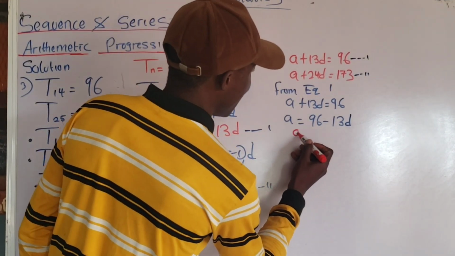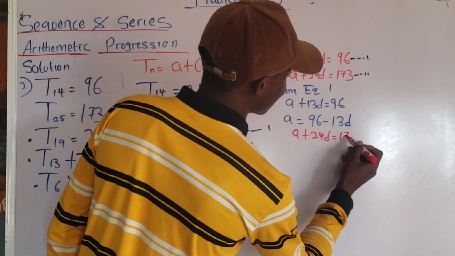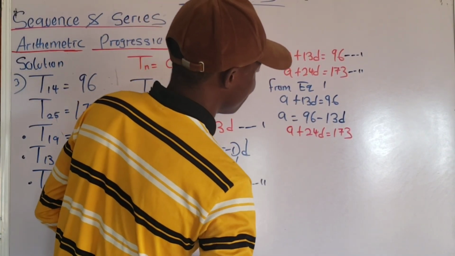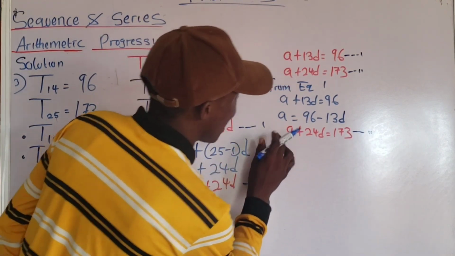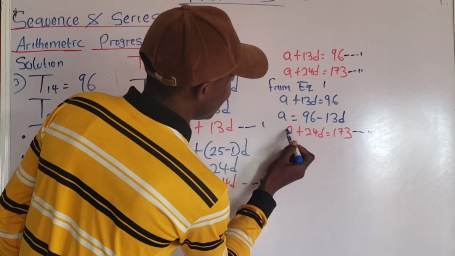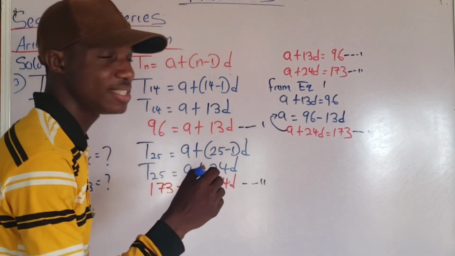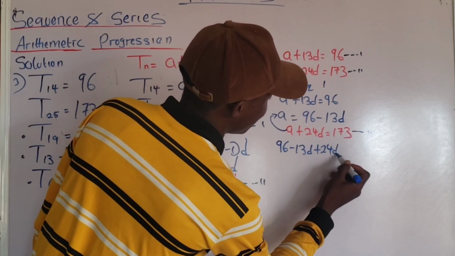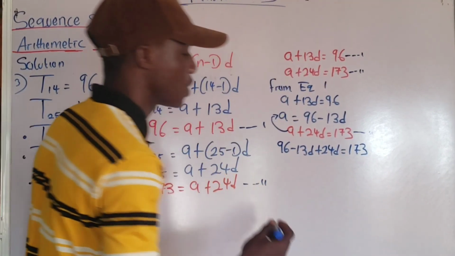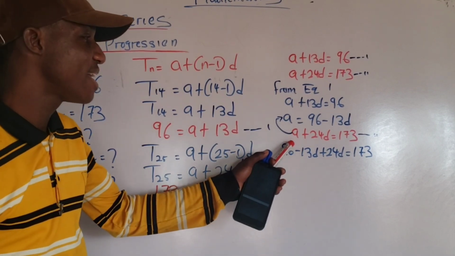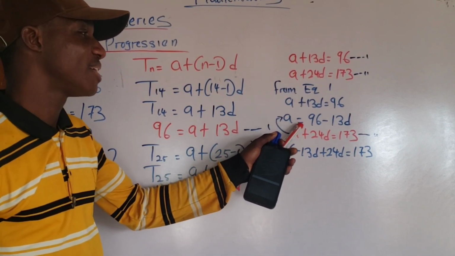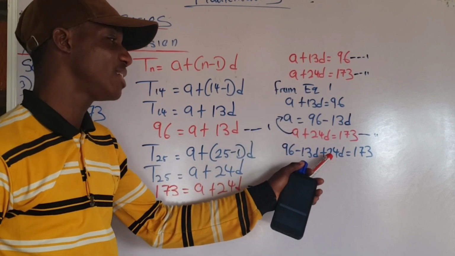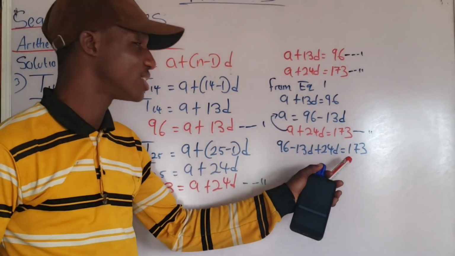So equation 2 is what? a plus 24d equals 173. Now a is 96 minus 13d. This is equation 2, don't forget. So if I substitute a as 96 minus 13d, I'm going to have 96 minus 13d plus 24d equals 173. Do you know what I did here? I replaced the value of a with 96 minus 13d. So I have 96 minus 13d plus 24d equals 173.